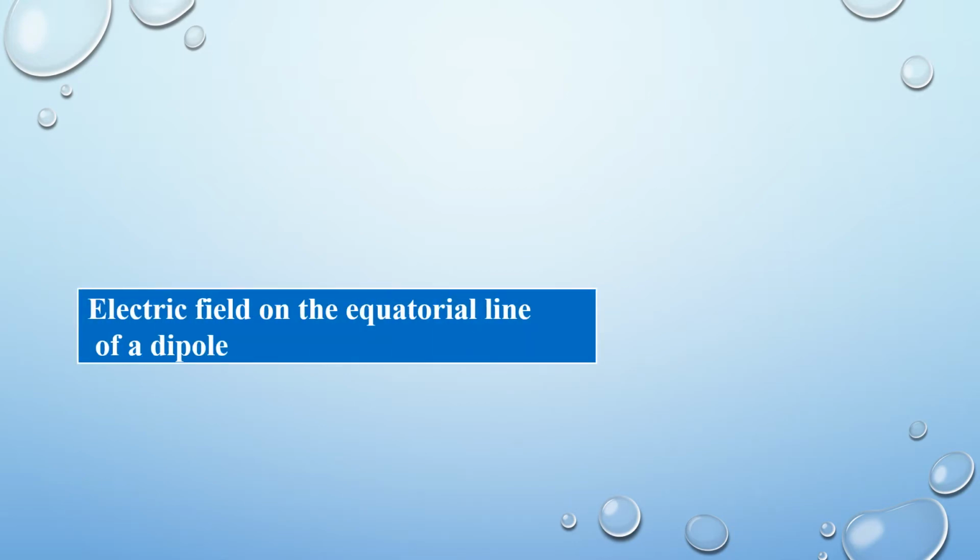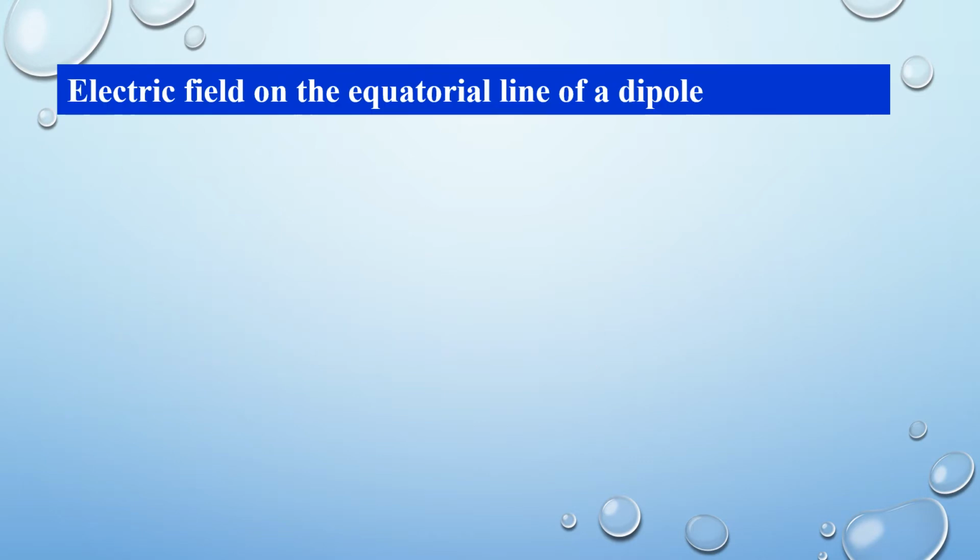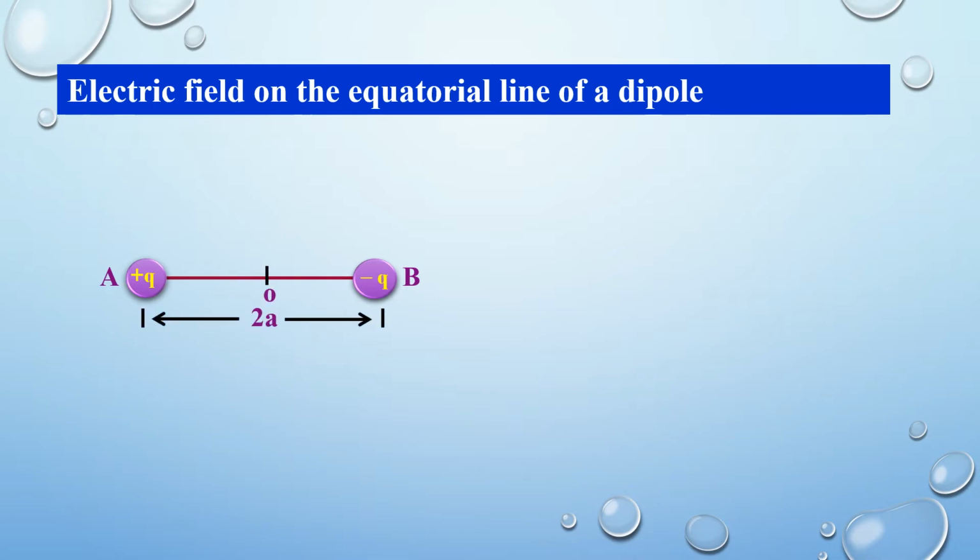Electric field on the equatorial line of an electric dipole. To find the electric field on the equatorial line of an electric dipole, let us consider an electric dipole of length 2a and center point O. The distance of each charge from the center is equal to a, hence the total distance appears to be 2a. Let us imagine a line drawn from the center perpendicular to the dipole axis, which represents the equatorial line.